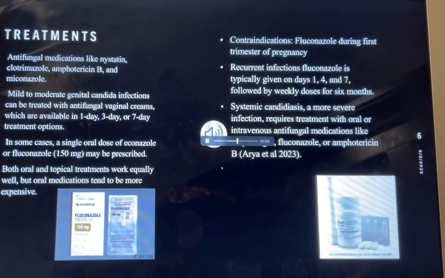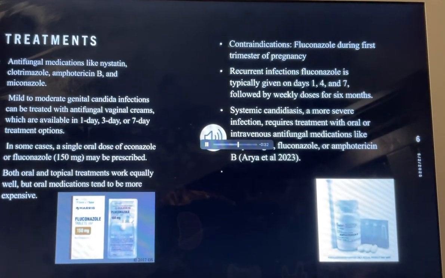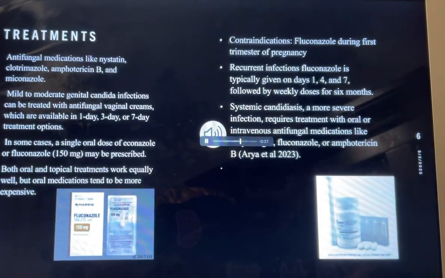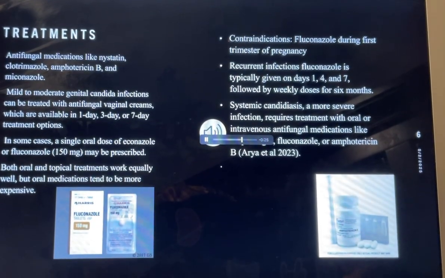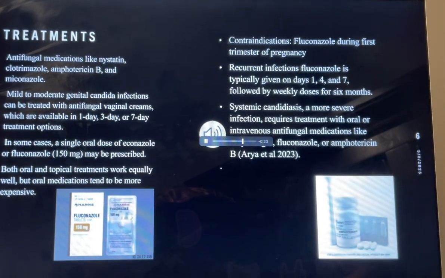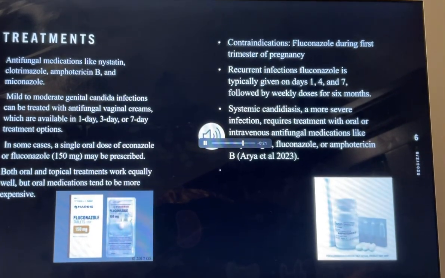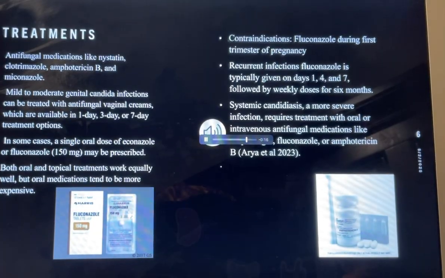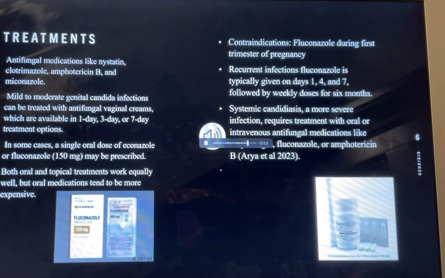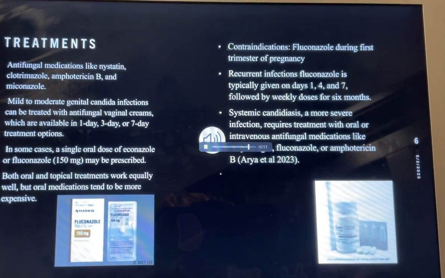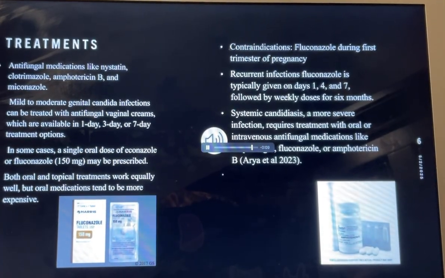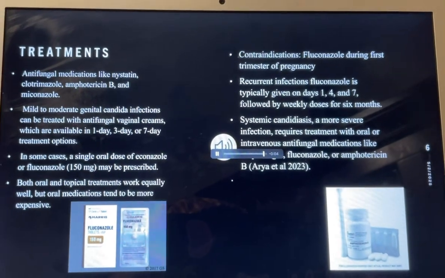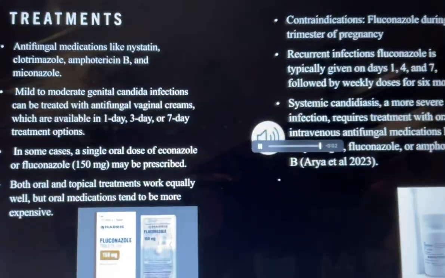That is a contraindication. For recurrent vaginal candida infections, fluconazole typically is given on days 1, 4, and 7, followed by weekly doses for 6 months. Similar treatment plans are used for oral thrush, with oral lozenges as an alternative dosage form. Systemic candidiasis is a more severe infection and requires treatment with oral or intravenous antifungal medications like caspofungin, fluconazole, or amphotericin B.